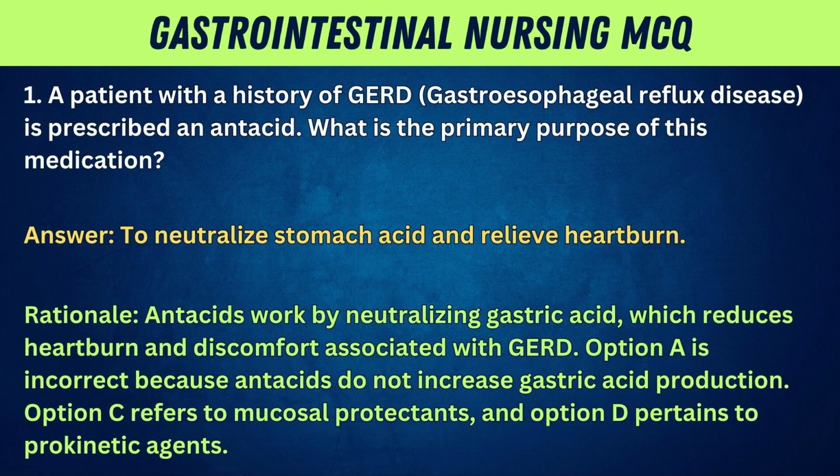Rationale. Antacids work by neutralizing gastric acid, which reduces heartburn and discomfort associated with GERD. Option A is incorrect because antacids do not increase gastric acid production. Option C refers to mucosal protectants, and Option D pertains to prokinetic agents.